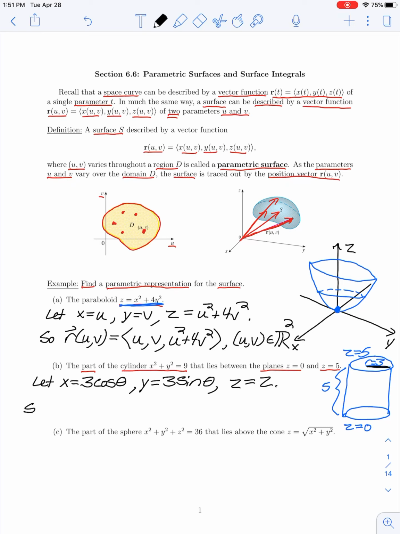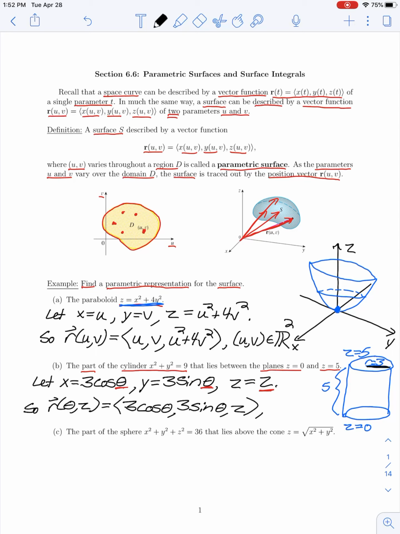So a parametric representation for this part of our cylinder would be given by r, where instead of u and v we are using theta and z as our variables. So r of theta, z would be the vector whose first component, which describes x, is 3 cosine theta. Y is given by 3 sine of theta. And z is simply equal to z.